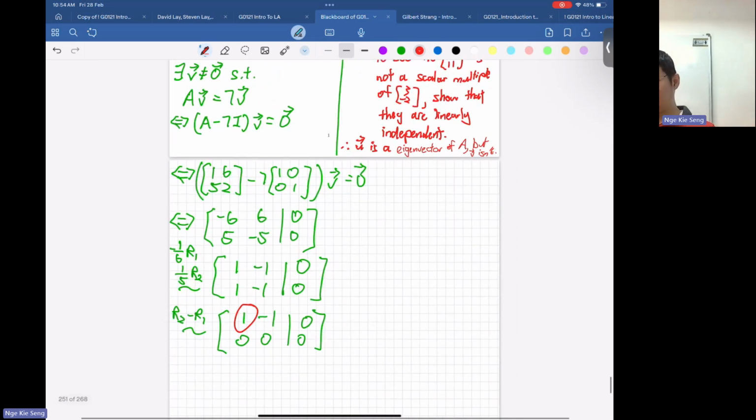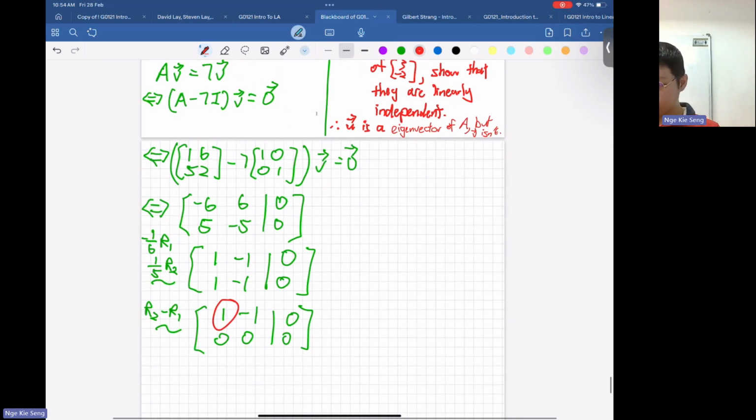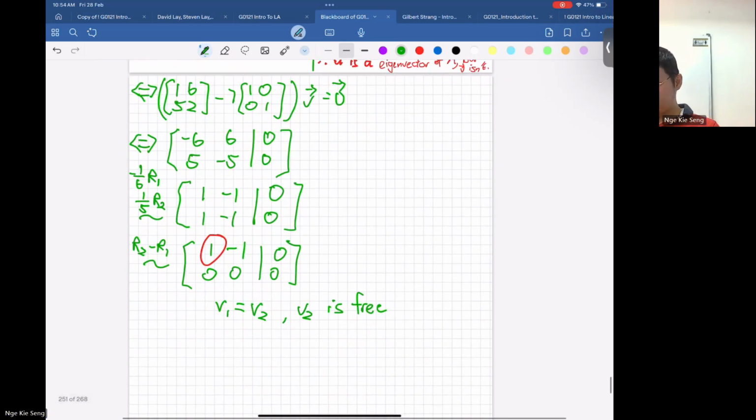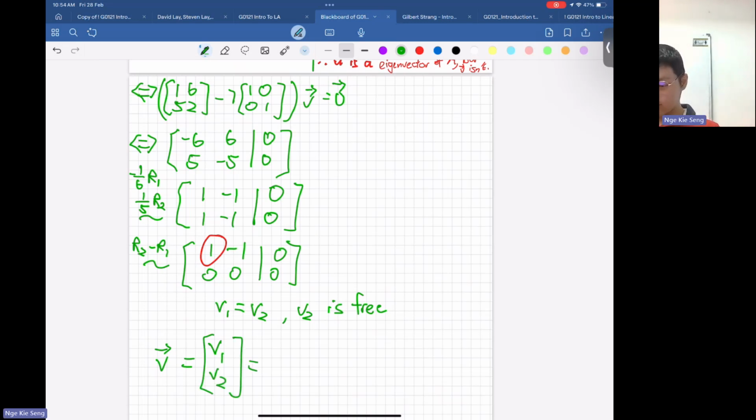x2 is free. Or in this case, we call it v1, v2. So v1 equals v2, and then v2 is free. So what's the solution here? Yeah. So the parametric vector form becomes important here because we want the vector. And so what's the vector here? v2 times 1, 1.